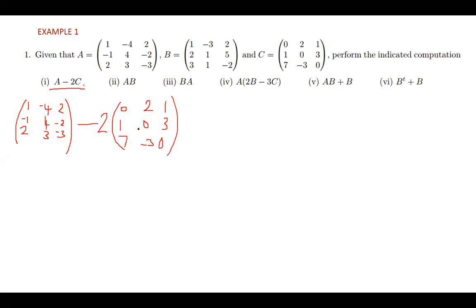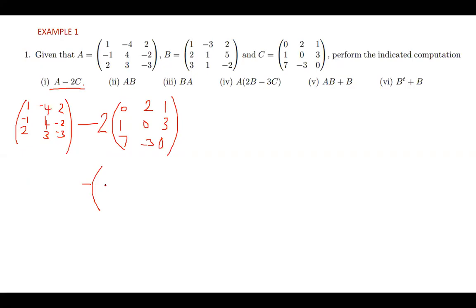So here what you need to do first, you need to deal with this scalar. You first multiply it with all the elements, all the entries in this matrix. So when you multiply them, let me just write it down here. You're going to have something like this.